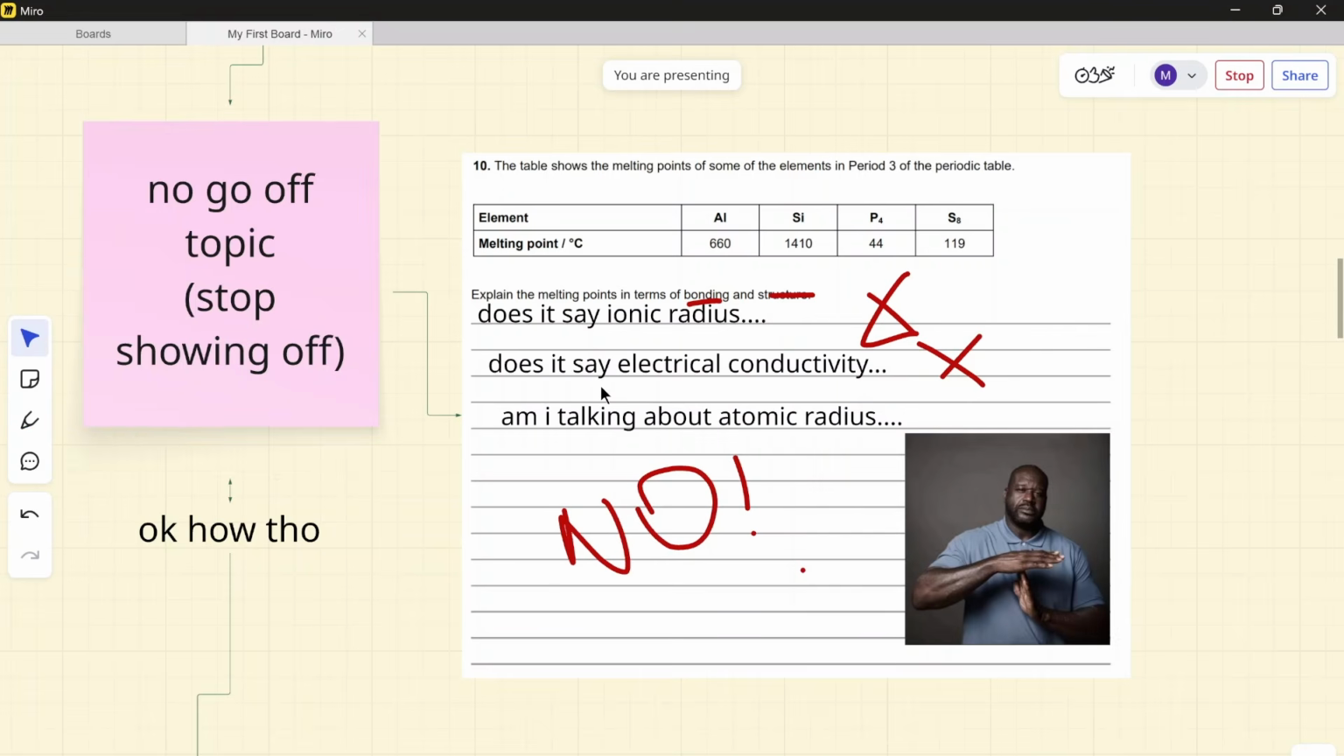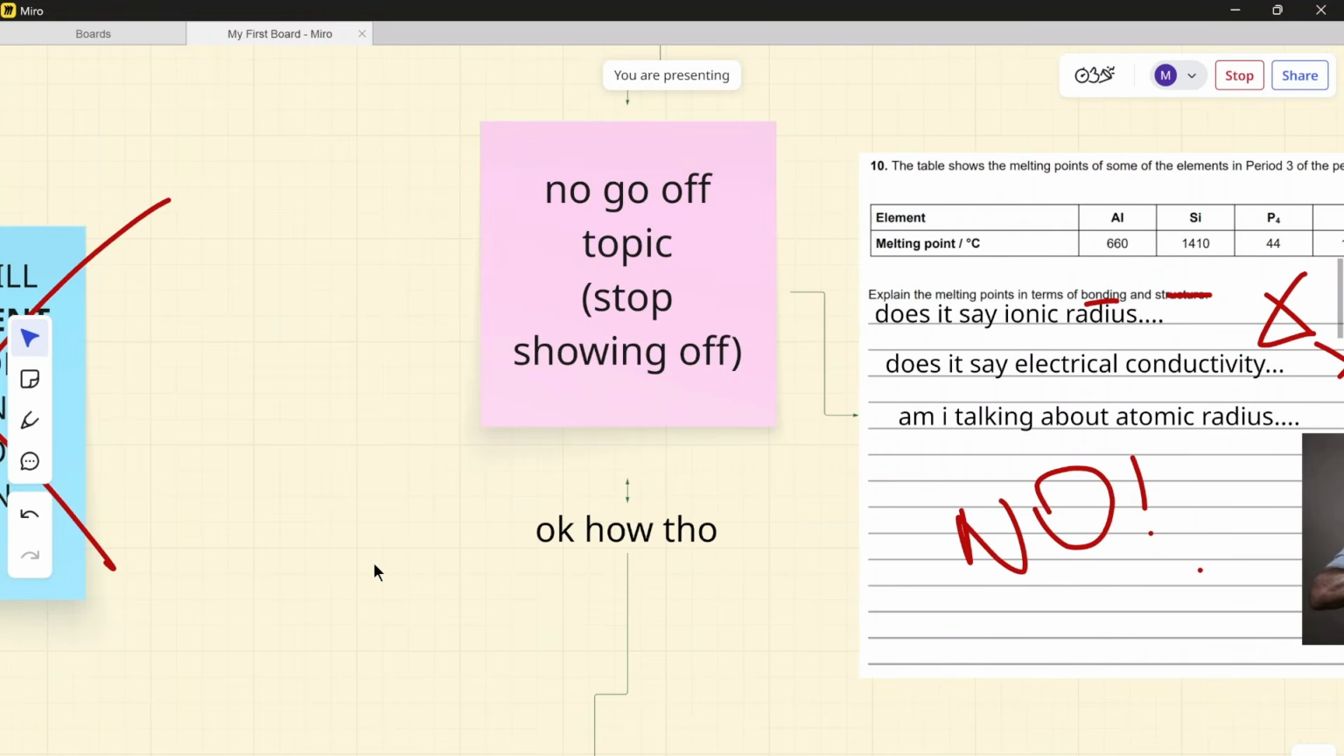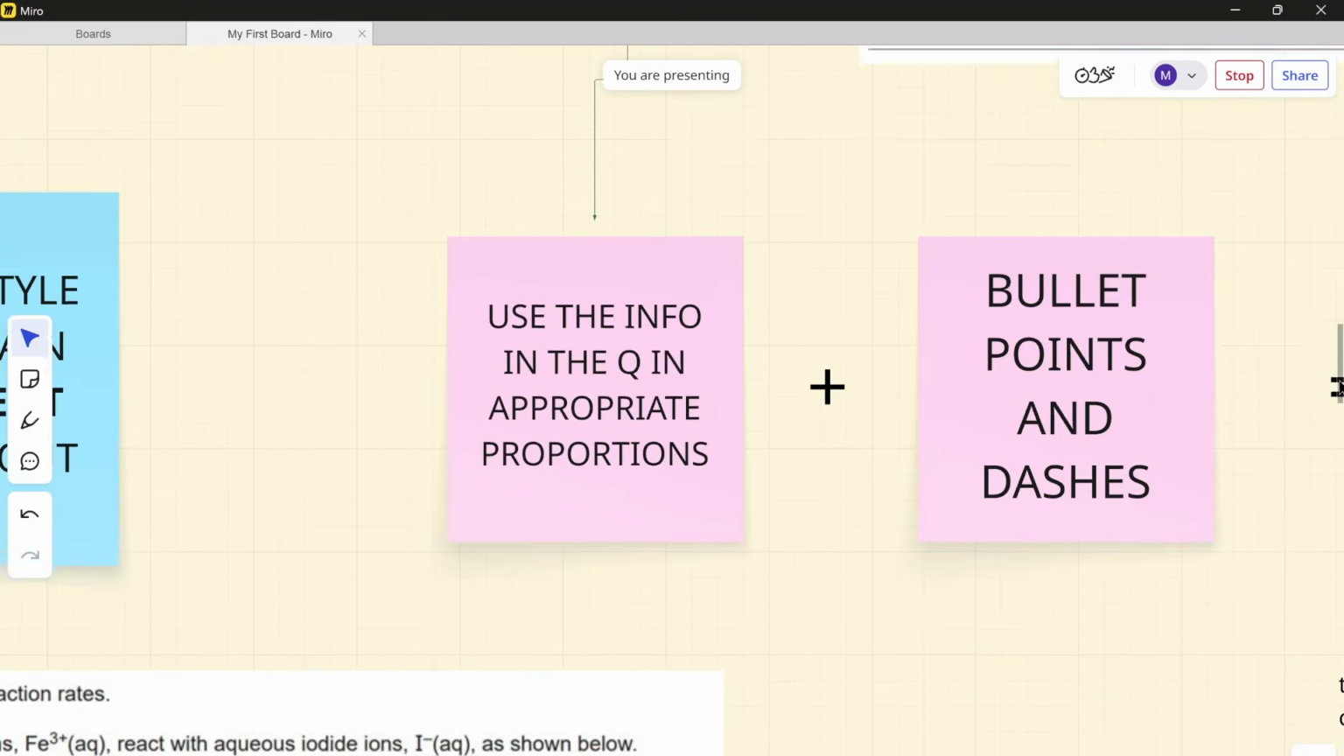The stuff that you're saying may be right, you might be saying the right things, but is it what the question is looking for? No. So then don't talk about it. How do we make sure that we don't go off topic? Well, there are two main things that you can do to make sure you don't go off topic, and you'll be able to see this in your answer.